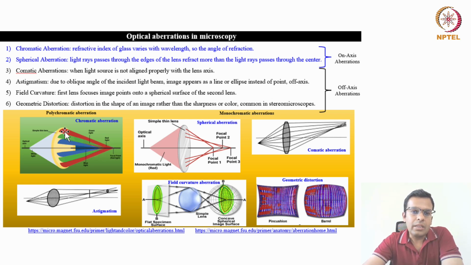The second type of optical aberration is spherical aberration. This is an example of a spherical aberration. This is also known as monochromatic aberration, because here multiple colors are not involved.